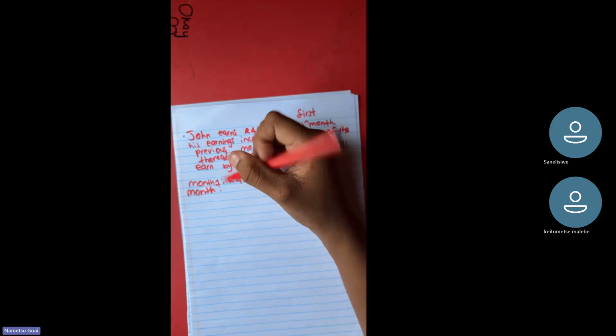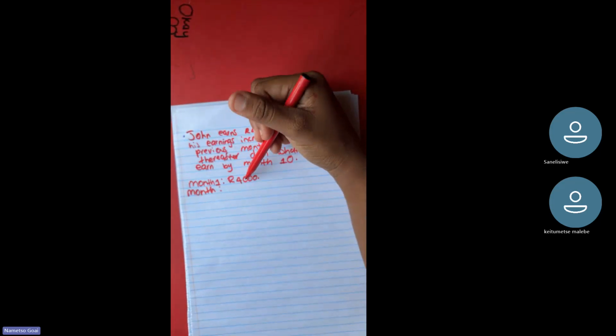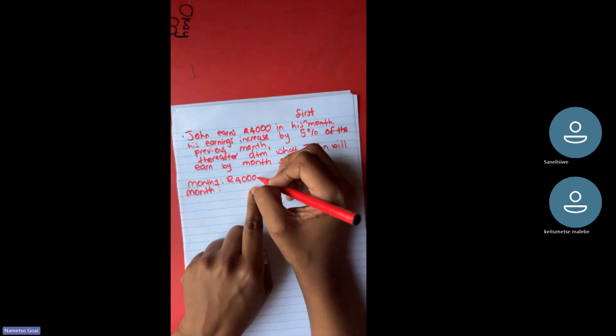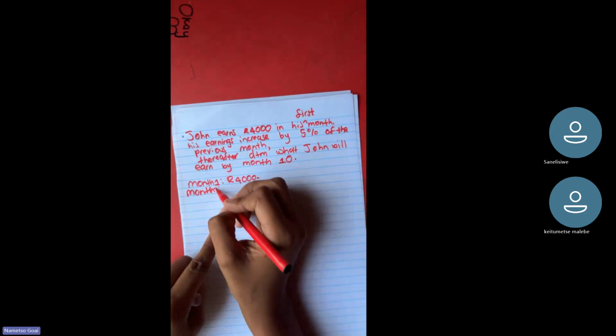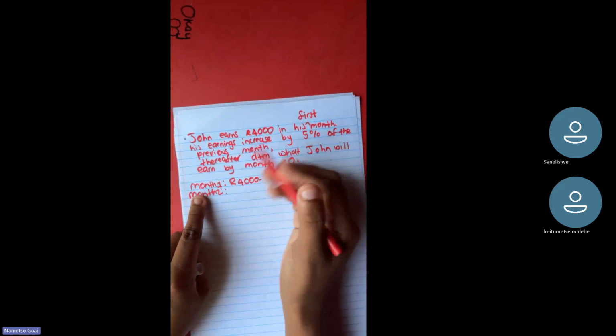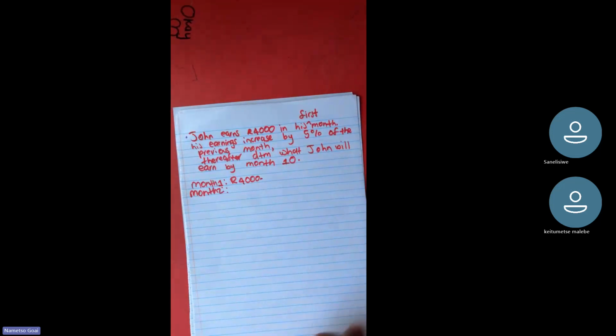to John's salary. So 4,000 is the base, right? To John's salary, they added 5% of 4,000 to his second month salary. So month one, John earned 4,000. Month two, John earned his 4,000 and the 5% of the 4,000, right? So now let's do this.